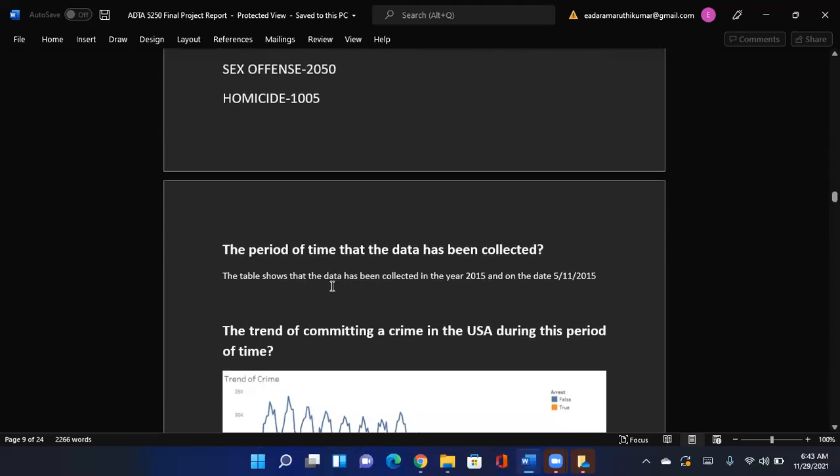After that, the table: the data has been collected in the year 2015. The data I am showing here is from the exact date of May 11th, 2015. This is the data I am showing you.